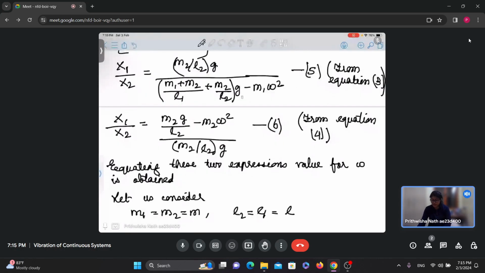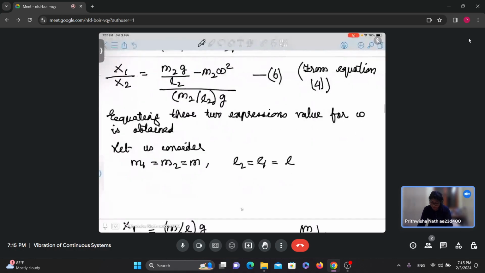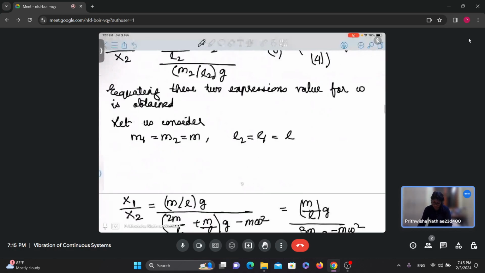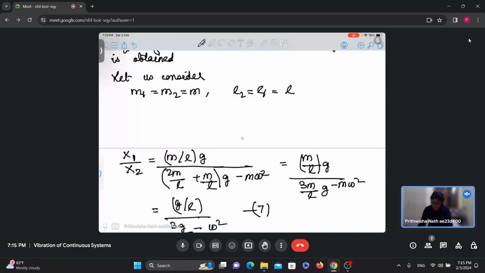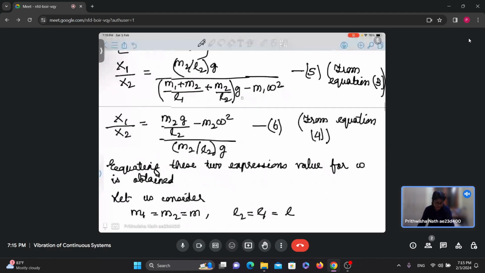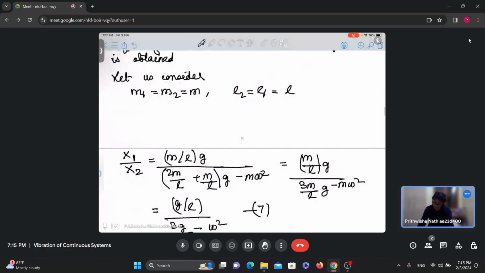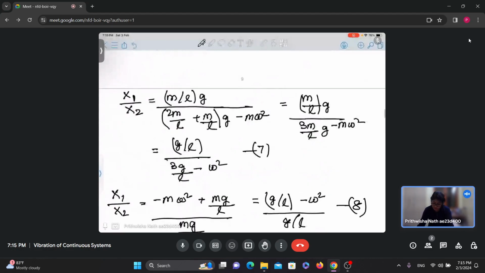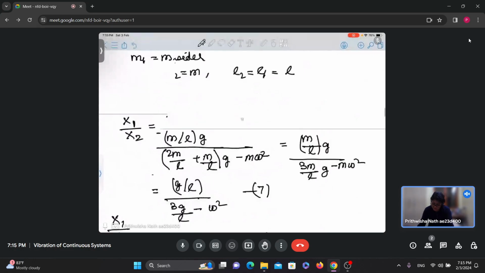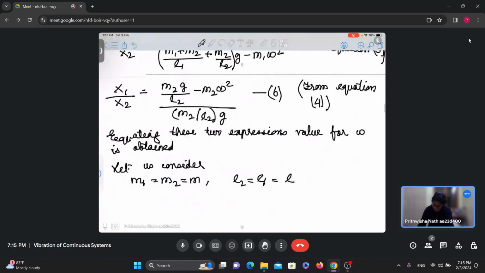Now we have considered a special case where m1 and m2 are the same, that is equal to m, and L2 equals L1, that is equal to L. Now we simply substitute in the equations that we got. Like in this equation number 5 we substitute and get this value, and from equation number 6 we get equation 8.